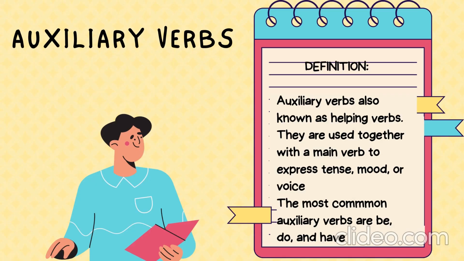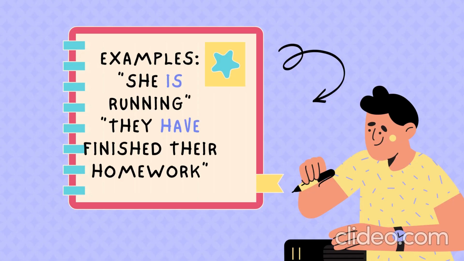The next type of verbs is auxiliary verbs. Auxiliary verbs, also known as helping verbs, are used together with the main verb to express tense, mood, or voice. The most common auxiliary verbs are be forms, do forms, and have forms. Examples: She is running. They have finished their homework. Here, is and have are auxiliary verbs.